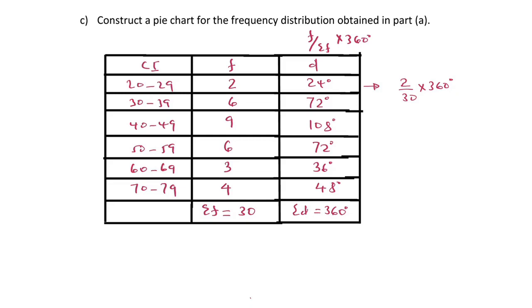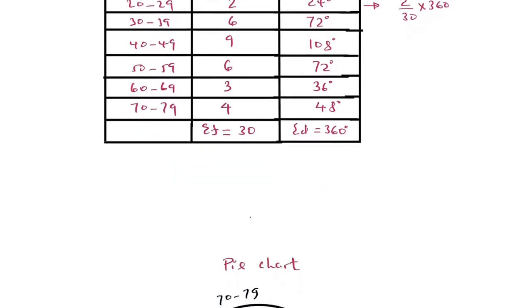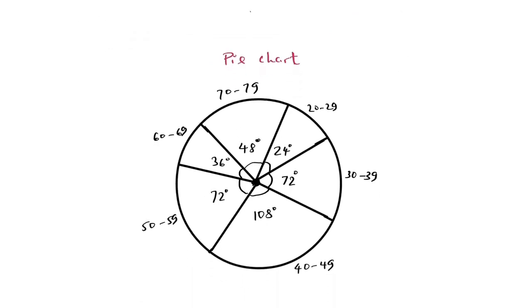Okay, so next we are going to construct a pie chart using the degree values above. So we are going to draw the circle, and then we are going to make partitions according to the values of the angles we have. And then we are going to label parts and assign the values of angle for each part. Then our final chart is going to be like this.